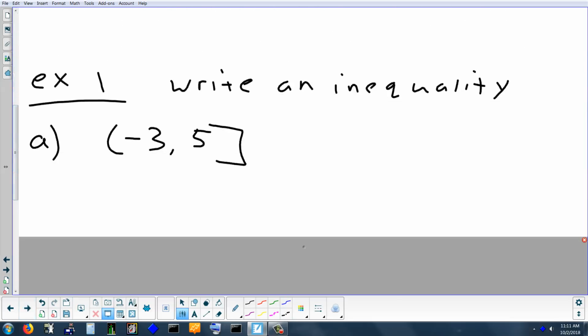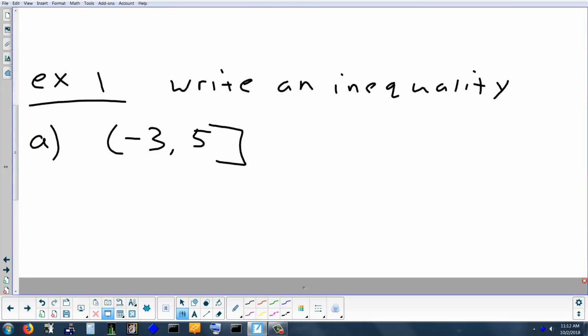All right, so what I want to do is I want to take that, which is an interval, and I want to write it as an inequality. Isaac, using those four words we just went over, how would you describe this interval?